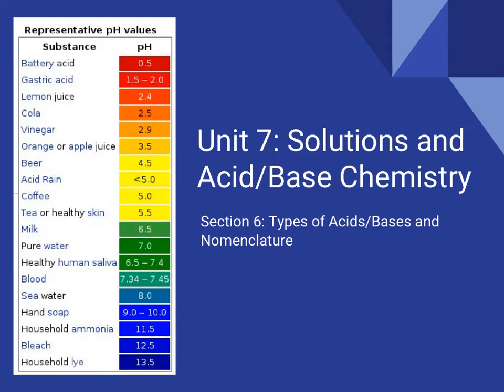This is Unit 7, Solutions in Acid-Base Chemistry. We're in Section 6, which is all about naming acids and bases. So I just want you to take notes on this in your notebook or wherever you take notes, but you should also have a practice sheet in front of you for the practice of naming acids and bases.